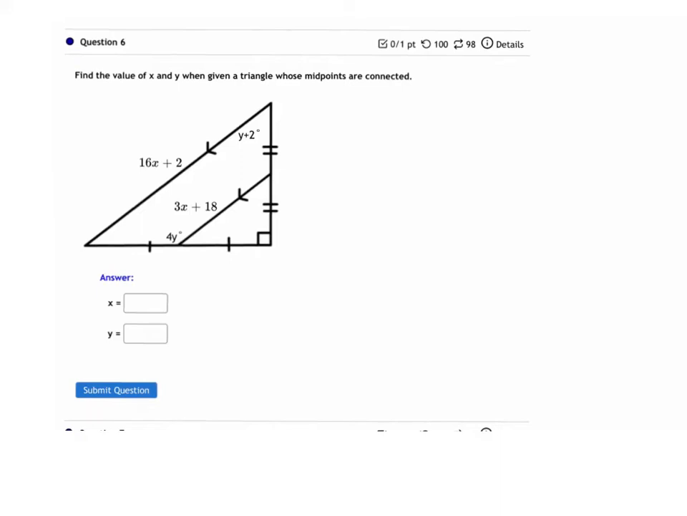Hello, Mr. Geislard here, and we're going to take a look at number 6 on the test review assignment. It's asking us to solve for x and y. Let's solve for x first.